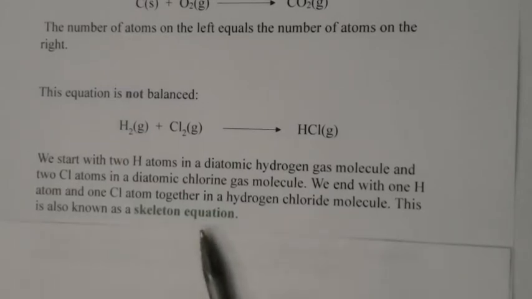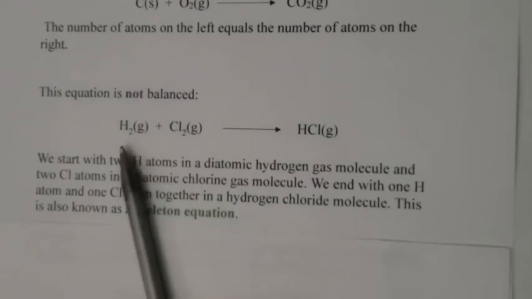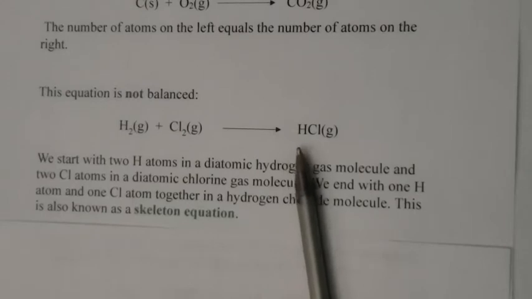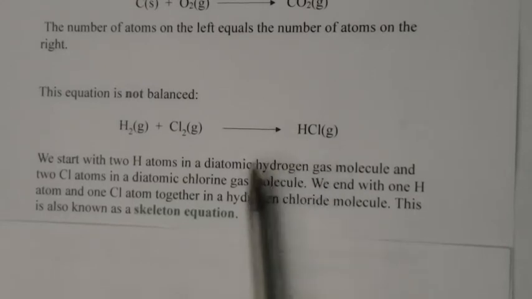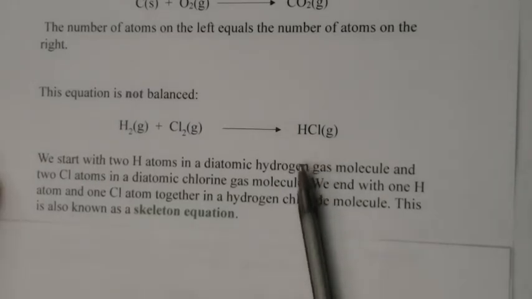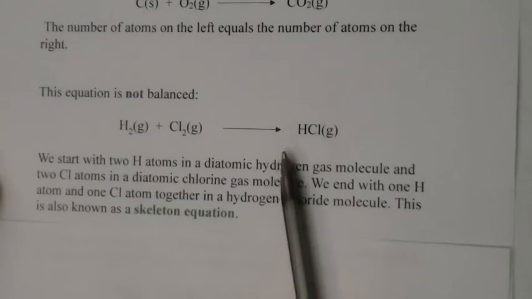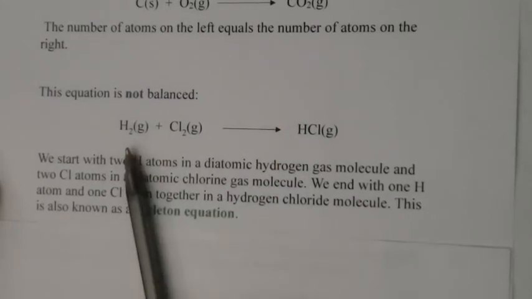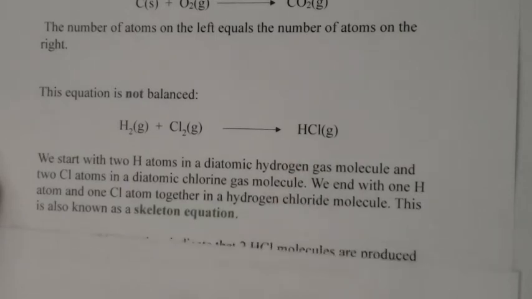This is also known as a skeleton equation. We call it a skeleton equation because we have all the right atoms. We have hydrogen and chlorine on this side, and it creates HCl on the right side, except the number of atoms don't match up. So what we do is this thing called balancing, where we put these coefficients, these numbers in front, to make sure that the number of atoms on the left side equals the number of atoms on the right side.